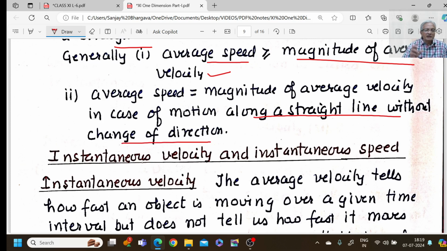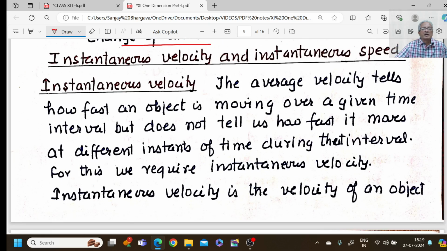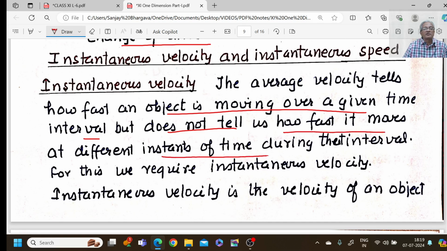Then we require another concept of instantaneous velocity and instantaneous speed. How do we define instantaneous velocity? The average velocity tells us how fast an object is moving over a given time interval, but it does not tell us how fast it moves at different instants of time during that interval. For this, we require the concept of instantaneous velocity.